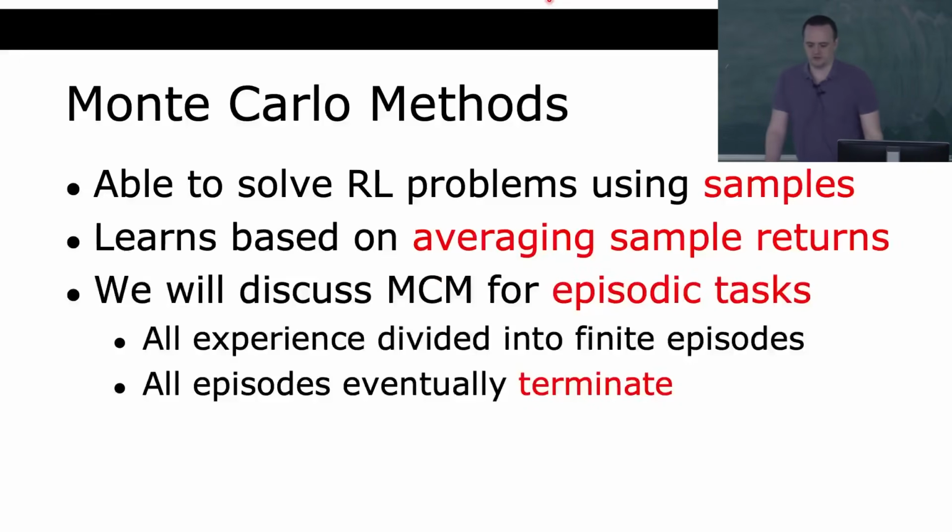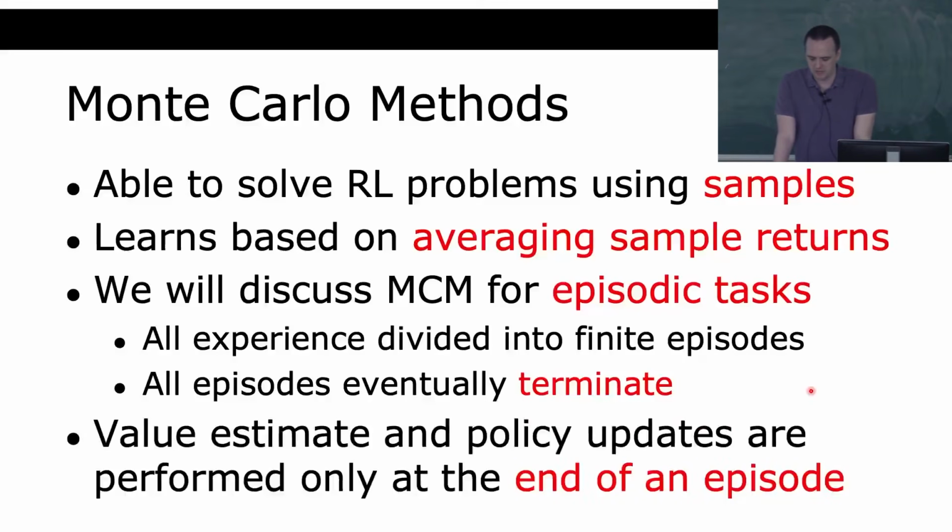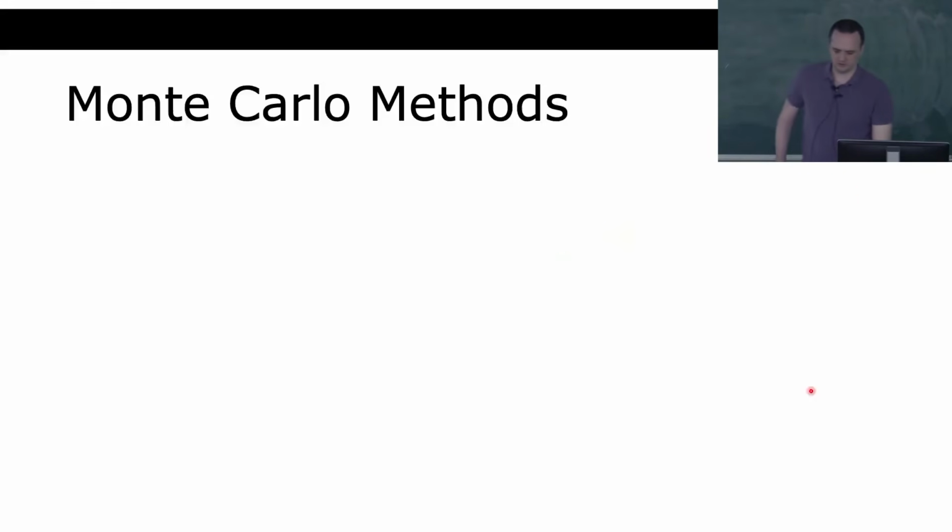And we're going to be discussing first Monte Carlo methods for episodic tasks. So all of these tasks are going to be divided into finite episodes, meaning that they terminate. So this might be a hand of a game of cards or the pole balancing robot example that I showed before. And so value estimate and policy updates are performed only at the end of an episode in this case, right? So we're going to take all the samples until we terminate an episode, and then we're going to go back, look at that whole episode, and then update our values based on that. So we're not doing it every single time we get a reward. We're doing it once an entire episode has finished.